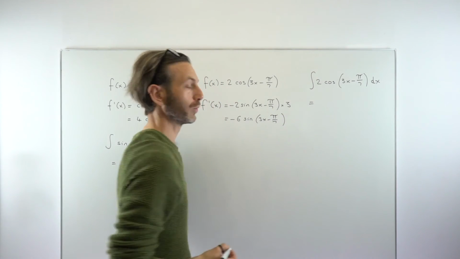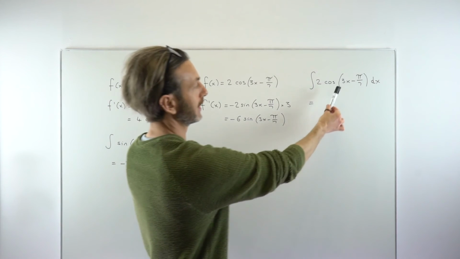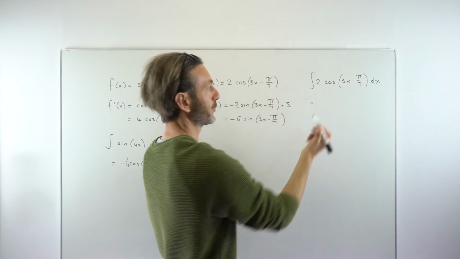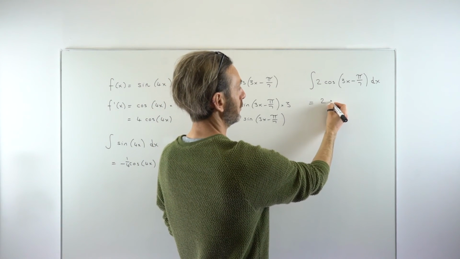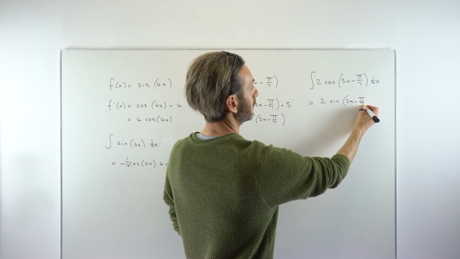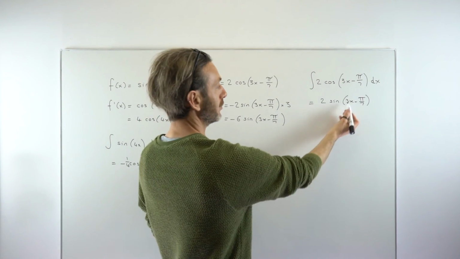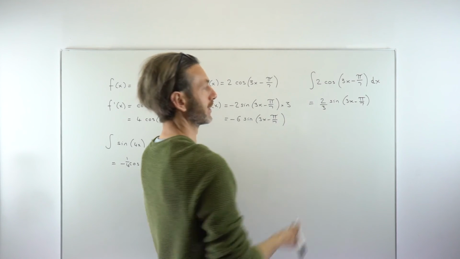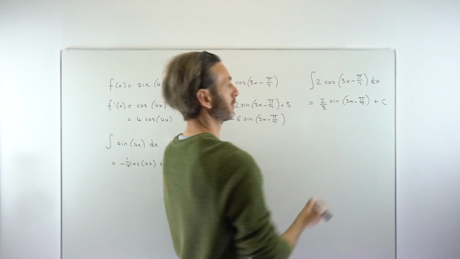Same idea, just that we're dividing by the derivative. It's the same function actually, so the bracket again never changes. When you integrate cosine, that goes to positive sine. The 2 is just going to stay there, so it's going to be 2 sine, and then the bracket will stay the same, 3x minus pi over 7. This time we're dividing by the derivative. The derivative is still 3, so we would divide by 3, or you could just write it as 2 over 3 like that. Because it's an indefinite integral, we're going to put our plus c in the end.